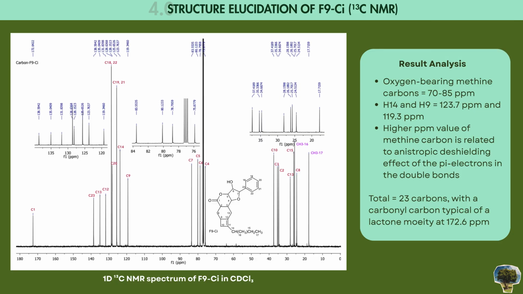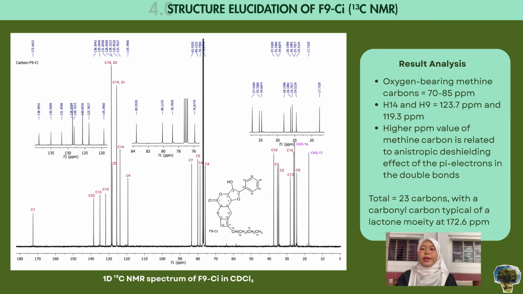85 ppm. So in the carbon NMR, the higher ppm value of a methine carbon or proton is typically related to the anisotropic deshielding effect of the pi electrons in the double bond. This gives us the idea of the adjacent carbon bonding.